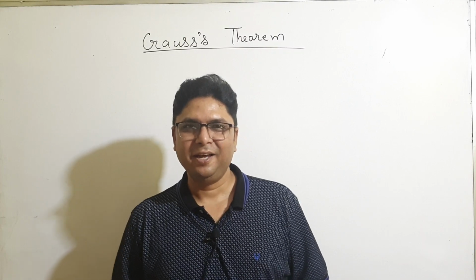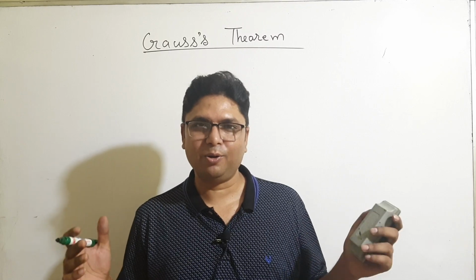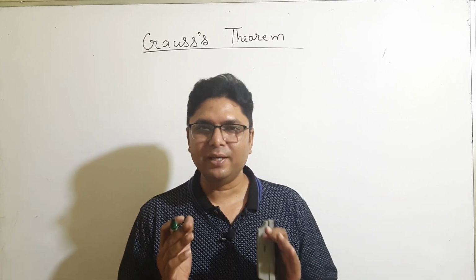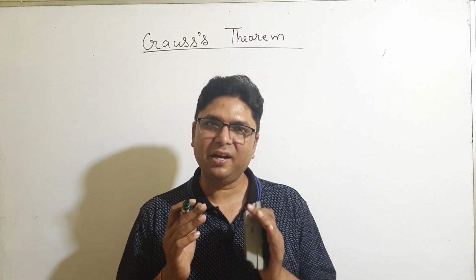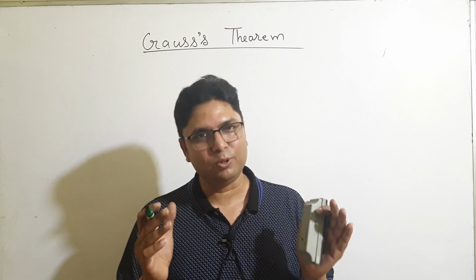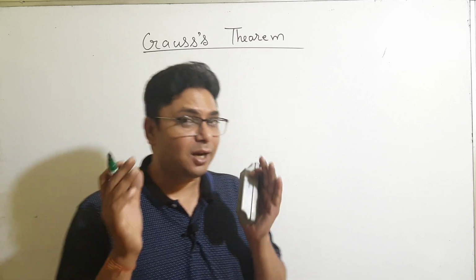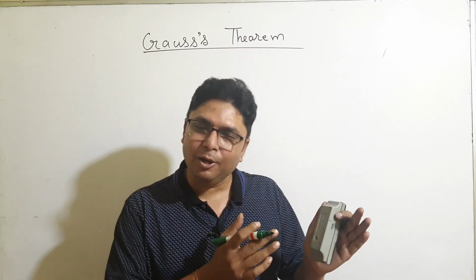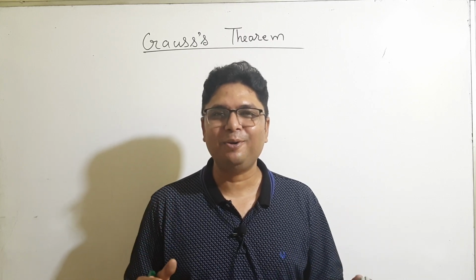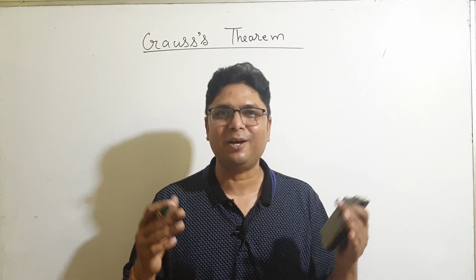Hello friends, let's learn a very useful theorem in physics in chapter electrostatistics known as Gauss theorem. Gauss theorem is a relation between electric flux and charge enclosed by a closed surface. So Gauss theorem can be stated as: the total electric flux through a closed surface is 1 by epsilon naught times the total charge enclosed by the closed surface.